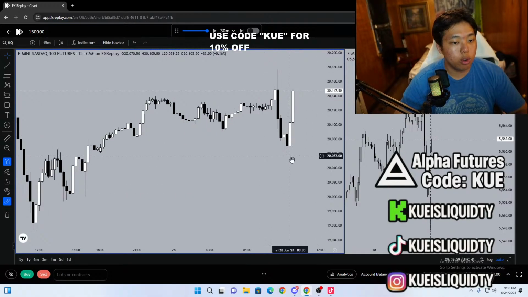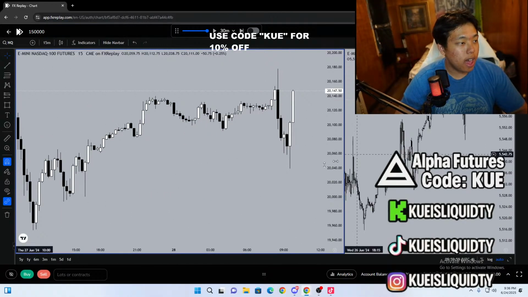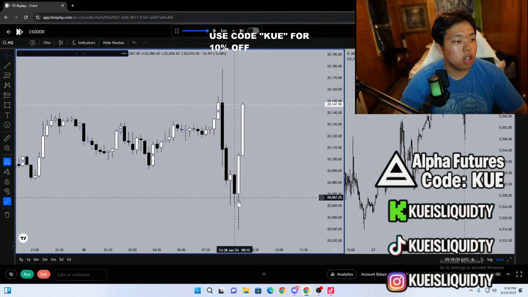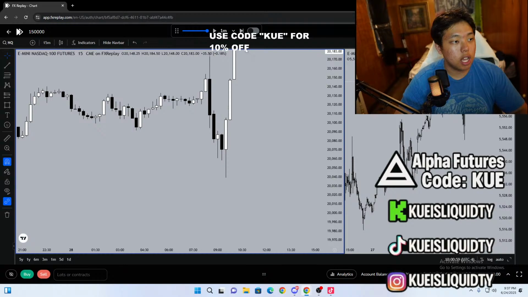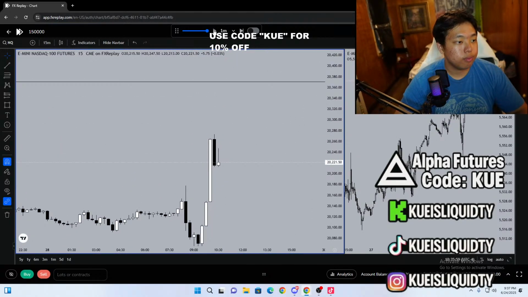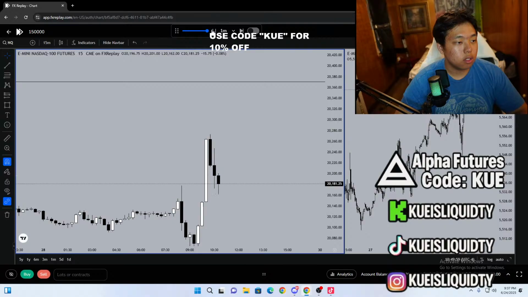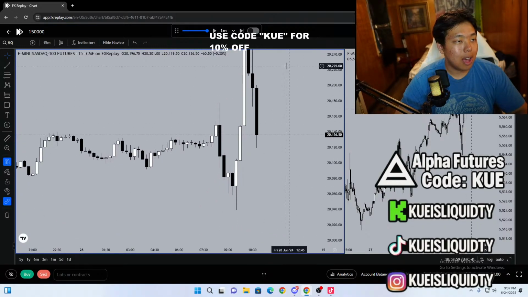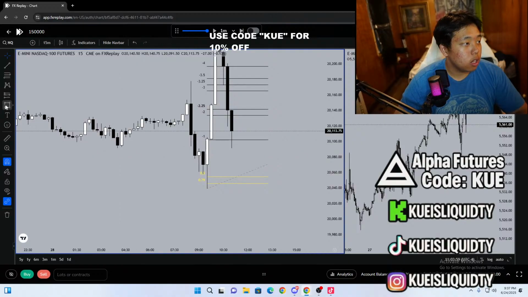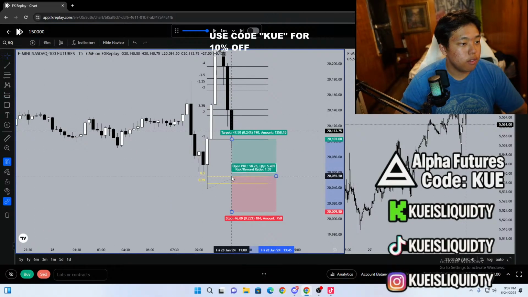We have a nice clean rejection block here with SMT. So if price comes back down to the consequent encroachment of this area, I'll take it. But bullish bias is it. Let's see what happens here. Okay, so we're coming down. We could look to enter at the 50% mark of this rejection block with a 10-point stop.